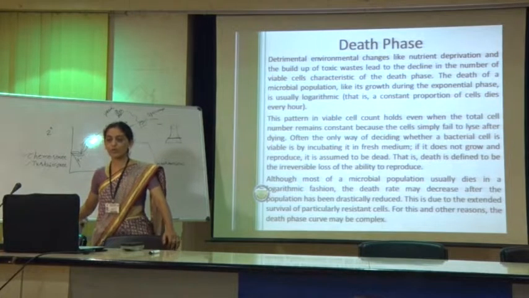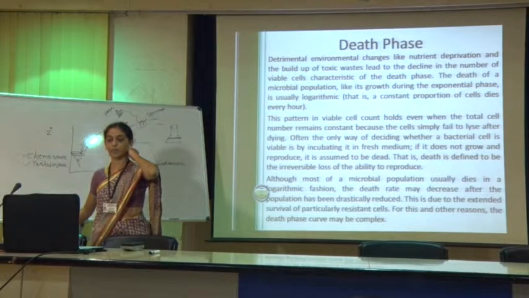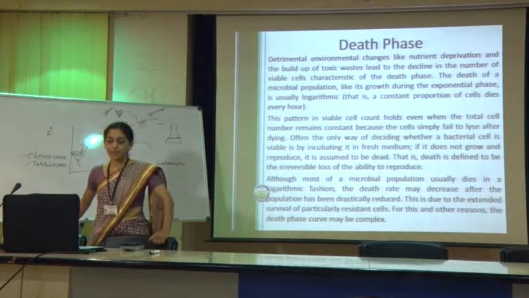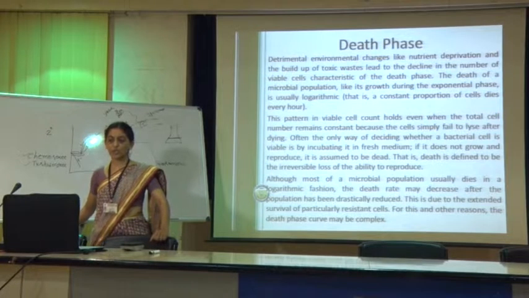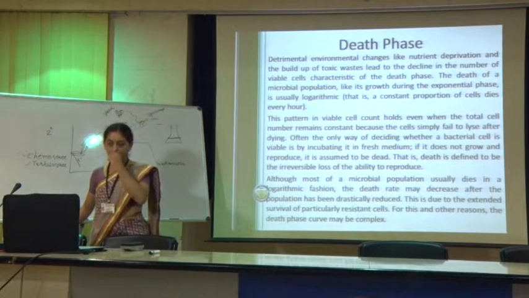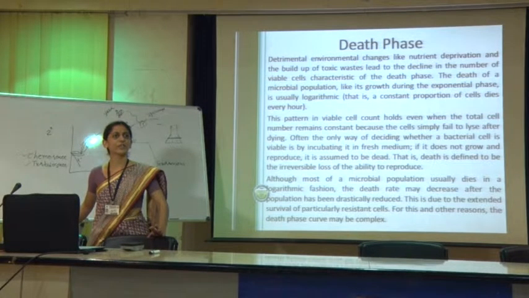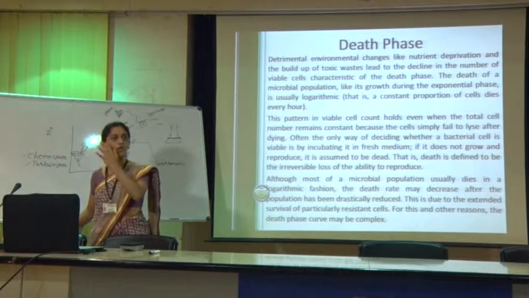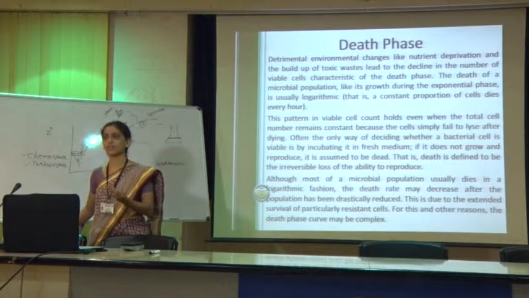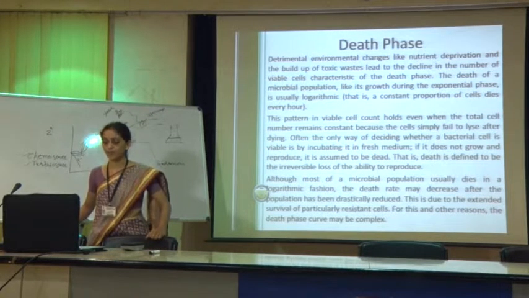So most microbial populations usually die in a logarithmic fashion. The death rate may decrease after the population has been drastically reduced. This is due to the extended survival of particular resistant cells. A few of the organisms will not die; they will survive longer because of their own resistance.